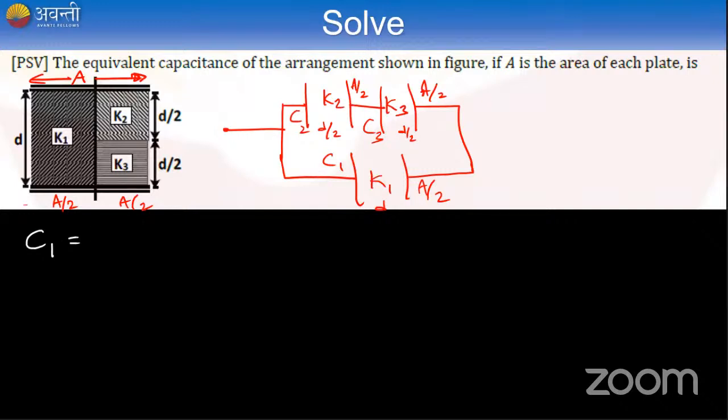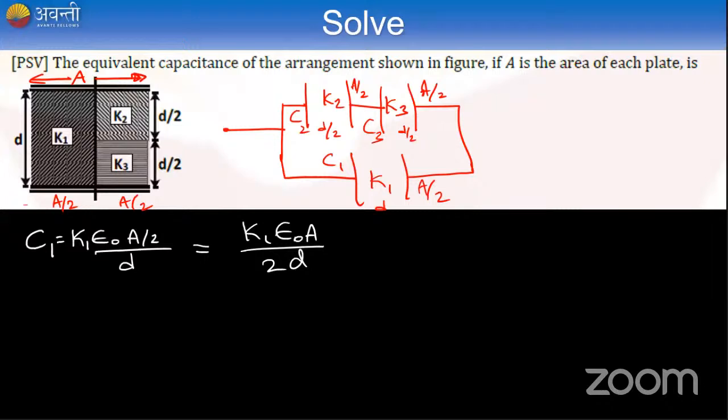So C1 is K1 times epsilon naught A by 2 by D. Yes, correct, Dhanush. Super. So my C1 would be K1 epsilon naught A by 2D. So this is my C1.